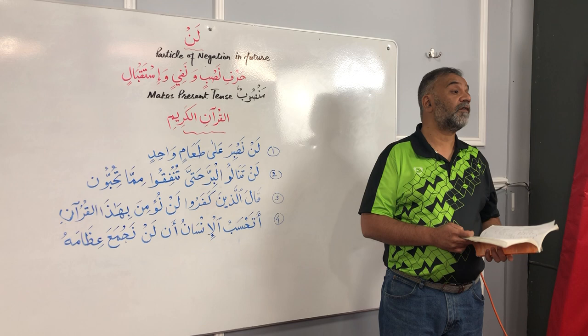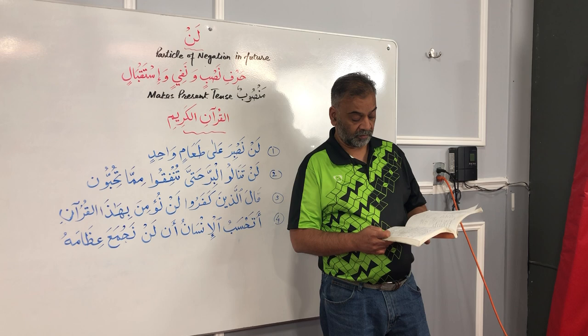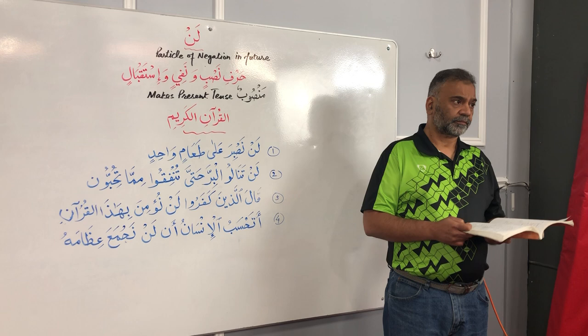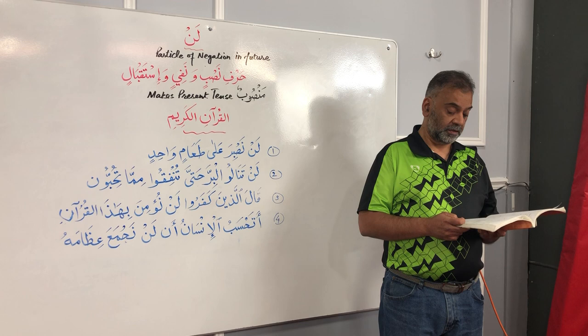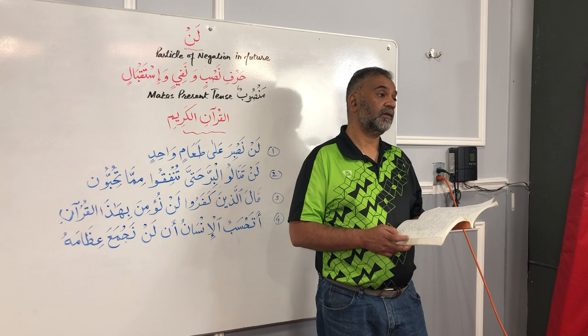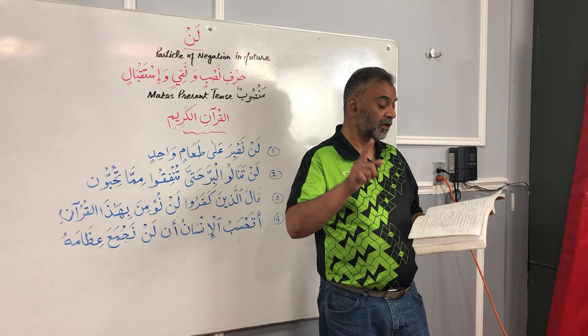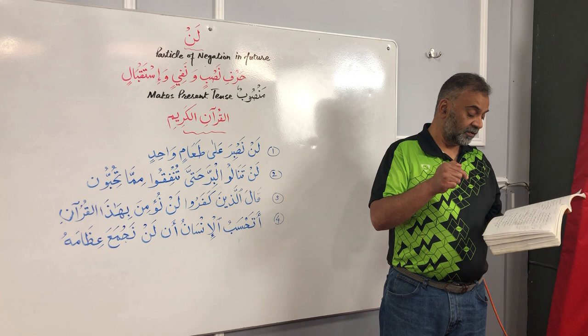Man, what is the meaning of man? Whoever or who? Labisa, wore al-harira. Wore what? Al-harira, which is silk. Whoever wears silk fid dunya, in this world, so he will not wear it fil akhira, in the hereafter.